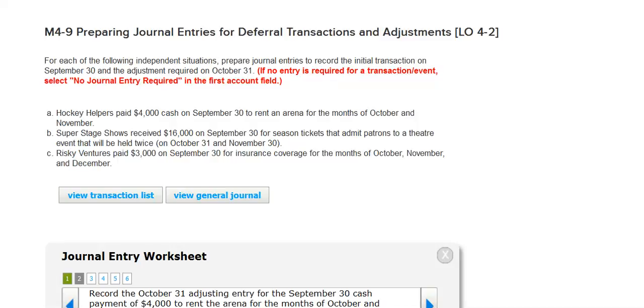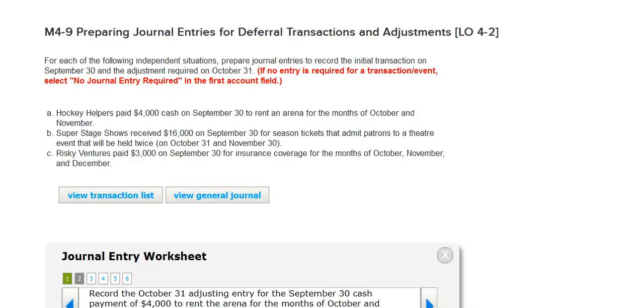I'd also like to review some concepts with regard to adjusting journal entries before we start the demonstration. Remember that the accrual basis of accounting, which you've been learning, is based on the revenue recognition and expense recognition principles. The revenue recognition principle states that we record revenues when they are earned, when goods or services are delivered, whether or not cash is received.